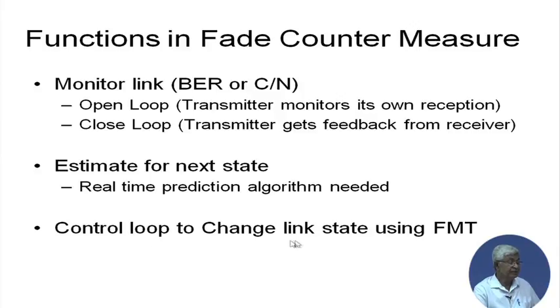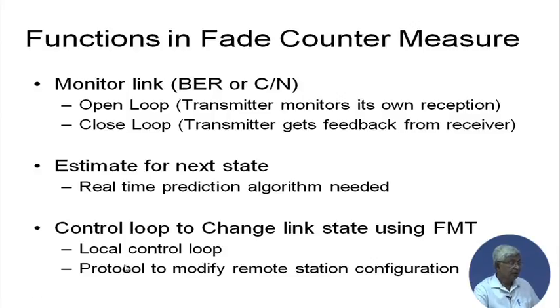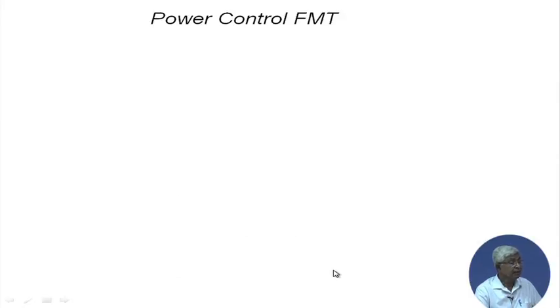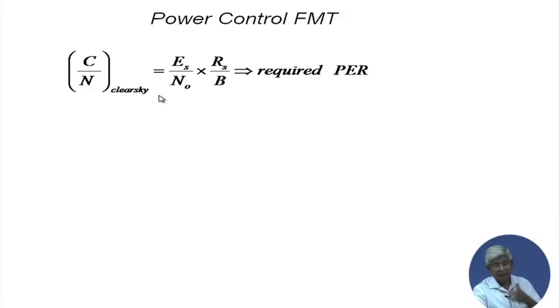The control loop changes the link state using the fade mitigation technique, which could be a local control loop, or a protocol to modify the remote station configuration itself, because if it is happening in the downlink, you have to modify the remote station configuration. So, power control is done by a technique, let us see how it is done.